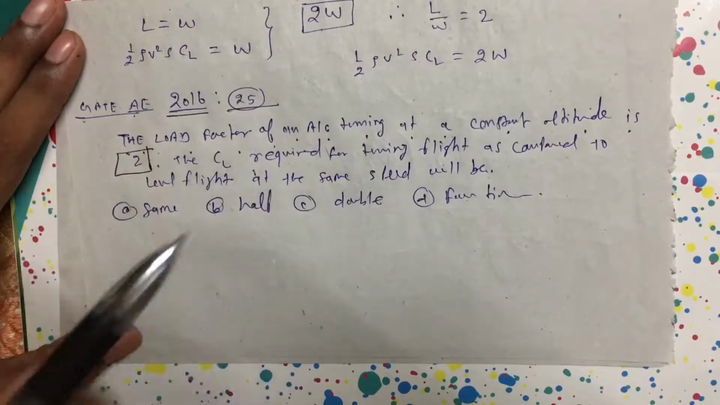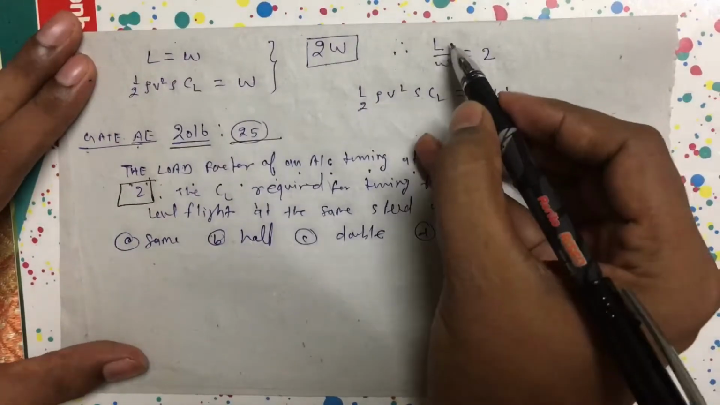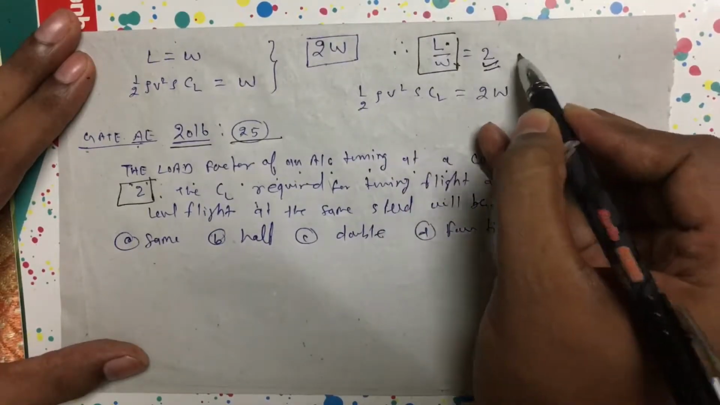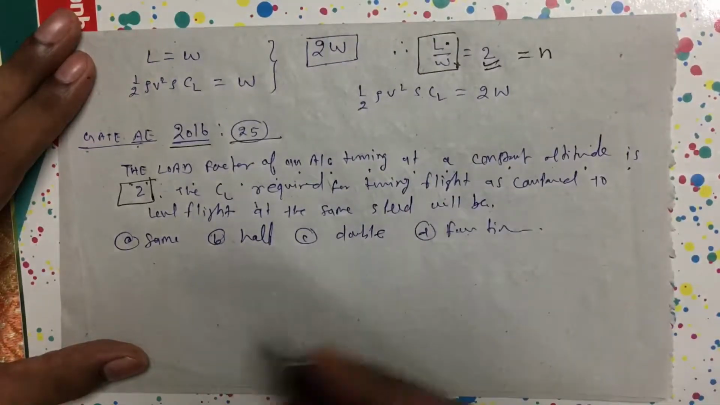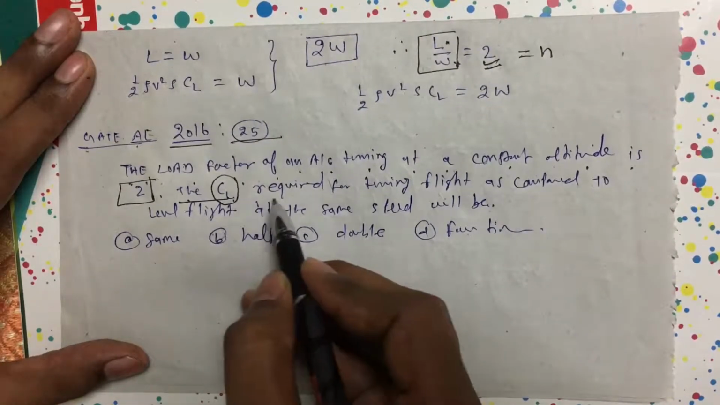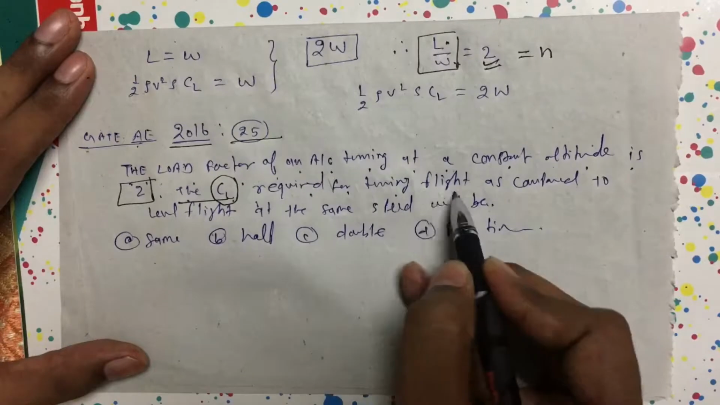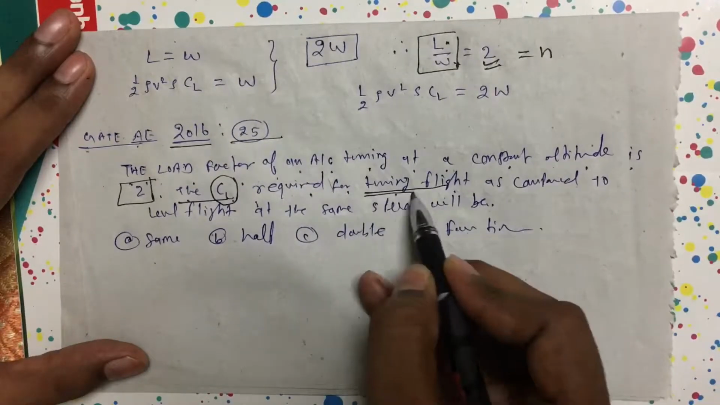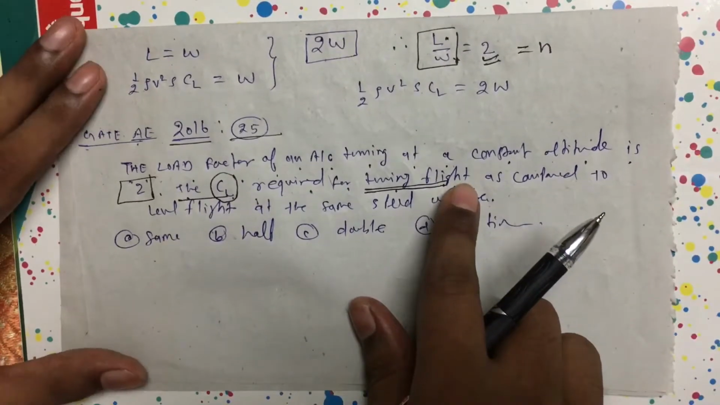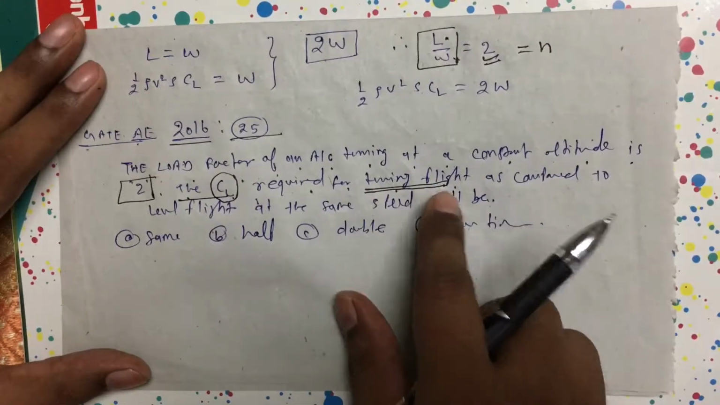So first thing, what is load factor? L by W, the lift by weight ratio, is known as load factor, and the symbol we use is N. The CL is the coefficient of lift required for turning flight. See, turning flight. If you read the topic by NPTEL or from somewhere, you'll get the proper idea about turning flight.